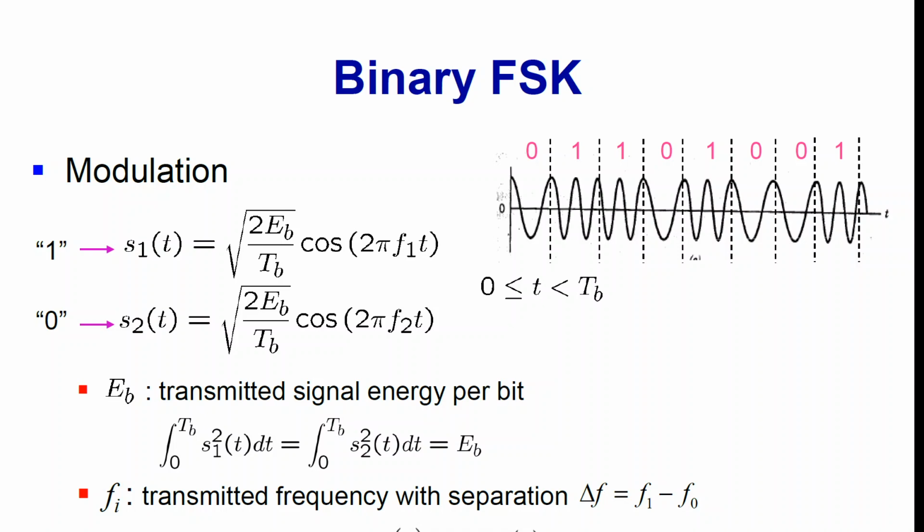So in binary FSK, one is represented as S1 of t equals root of 2 EB by TB cos 2 pi f1t, where f1 and f2 are the two chosen frequencies, and 0 is represented as S2 of t equals root of 2 EB by TB cos 2 pi f2t. So you can see for 0 you have one frequency, for 1 you have a different frequency, for 1 you have a different frequency, for 0 you have another different frequency. So this frequency is f1 and this frequency is f2. So there is no phase change and there is no change in amplitudes for 0 and 1.